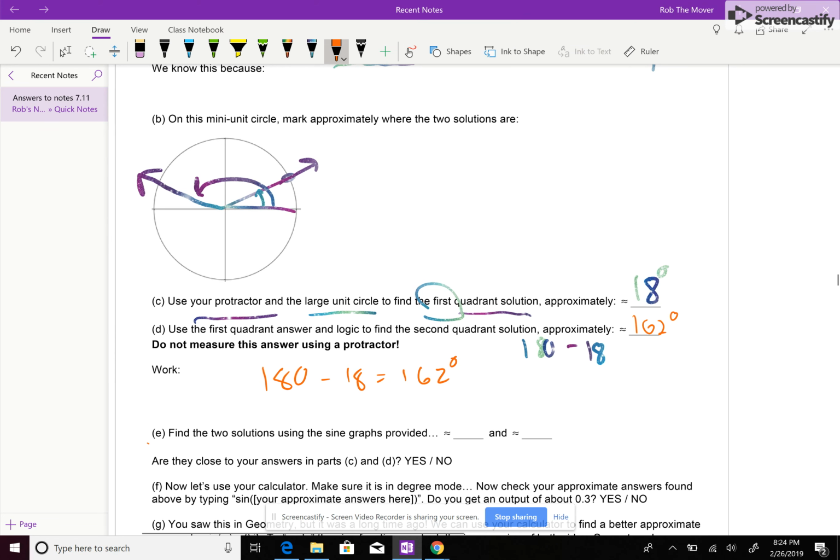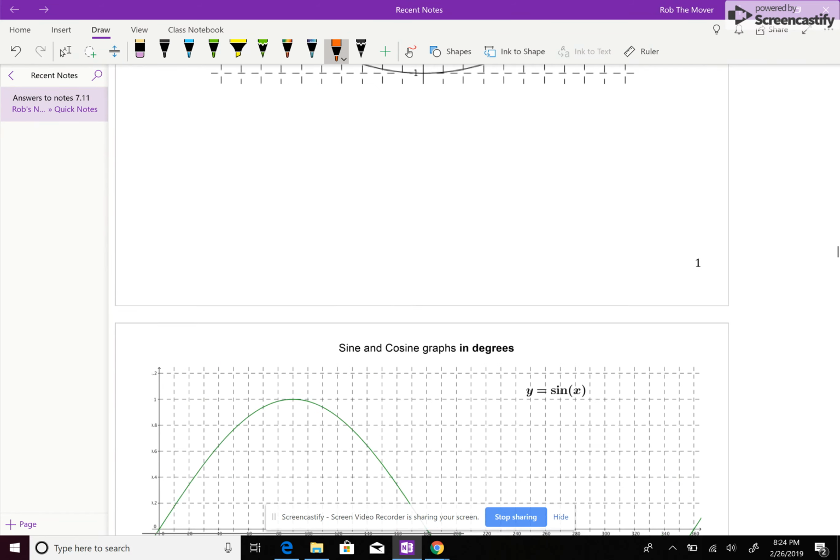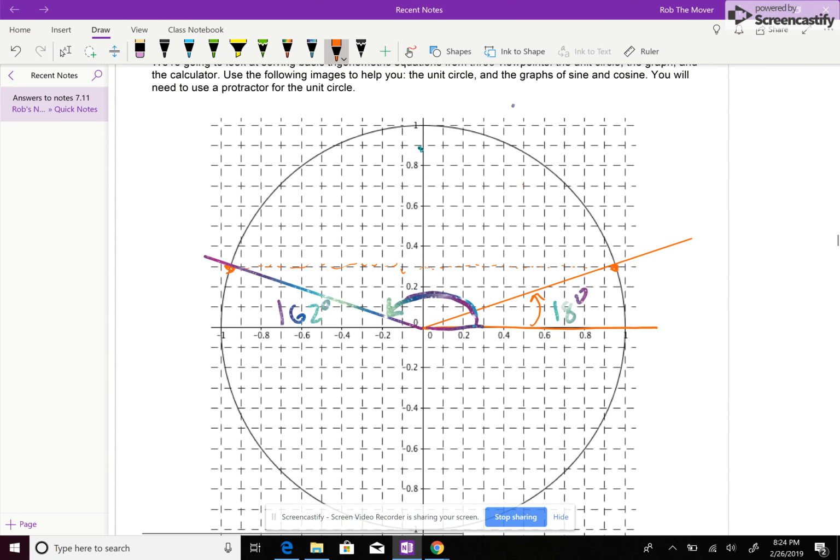Now, for part E, we're going to go to the graph of sine. We're dealing with two different things here, right? We're dealing with the unit circle, which is basically the x and y values as we go around this circle. Any point we choose on the circle, the x and y coordinates will give us the sine and cosine, the cosine for the x and sine for the y, of any angle around this circle.